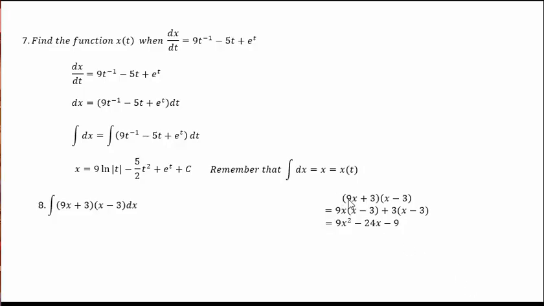And here we've used distribution to multiply 9x by x minus 3, and then we do plus 3 times x minus 3. You can simplify this to obtain 9x squared minus 24x minus 9. And so we've rewritten our function in this form. And now this is pretty straightforward. We can simply use the power rule, and we get 3x cubed minus 12x squared minus 9x plus the integration constant.